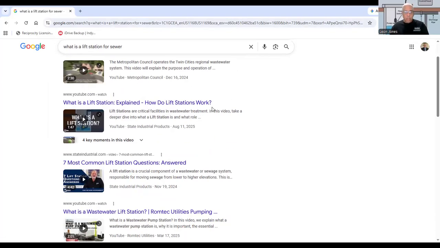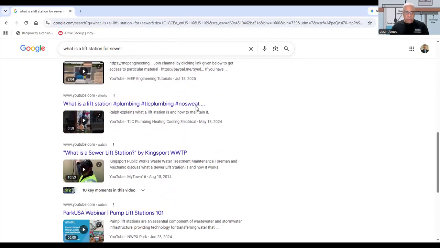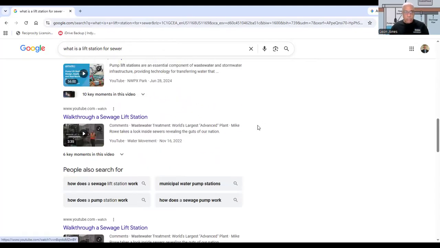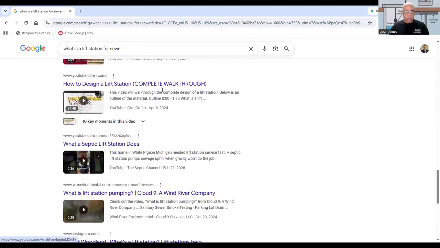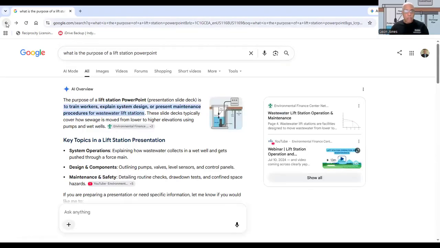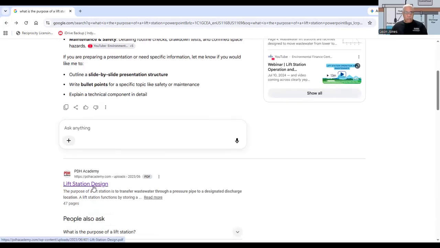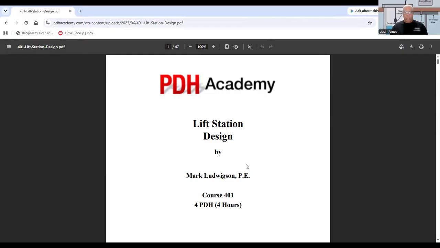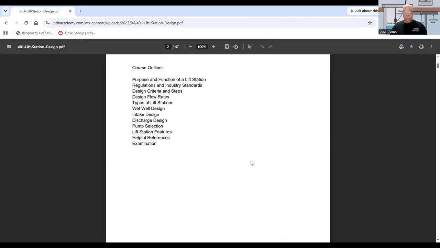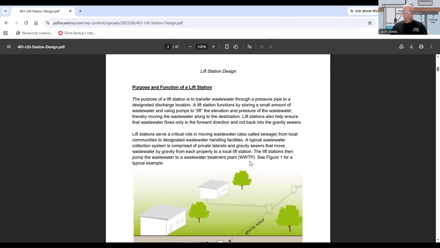So what I'm going to do is get into some other points of education. So I'm going to get into a little bit of literature. This is from the PDH Academy, and I'm going to talk about a little lift station design. And this is by Mark Ludwigson, PE, and I'm going to go over a little bit of it. And purpose and function of a lift station.